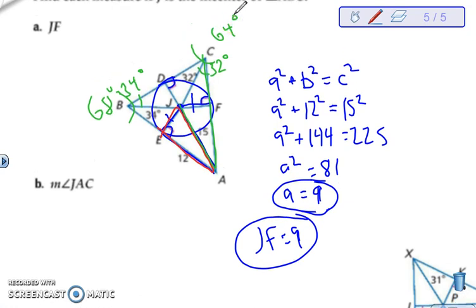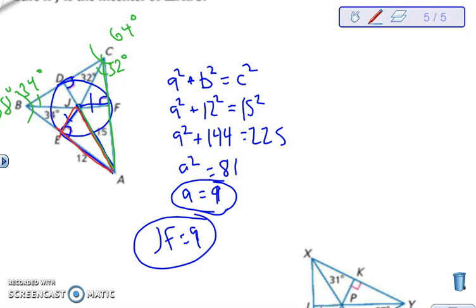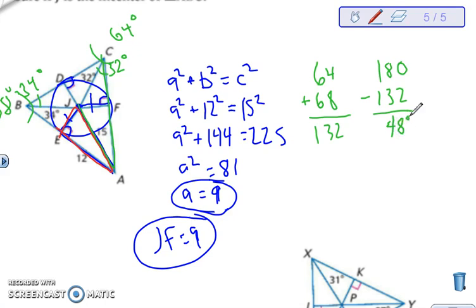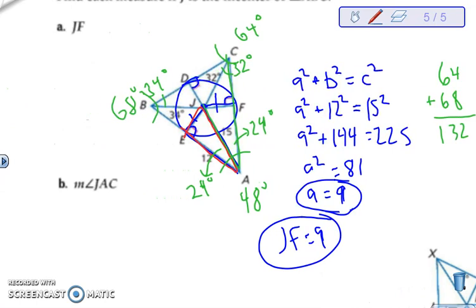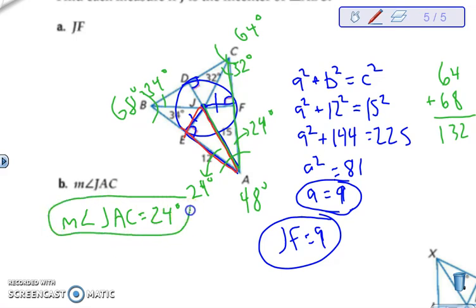So like we were talking about before, we can use the 2 angles we know to find the third angle of the triangle, because the angles together need to be 180 degrees. So 64 plus 68 is 132, which means the missing angle from the big triangle needs to equal 48 degrees. There's going to be 48 degrees over here. If the angle is bisected, that means each piece of the angle is half as big as the total. So we're looking for JAC, measure of JAC. It's 24 degrees.